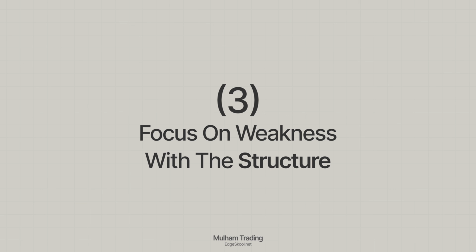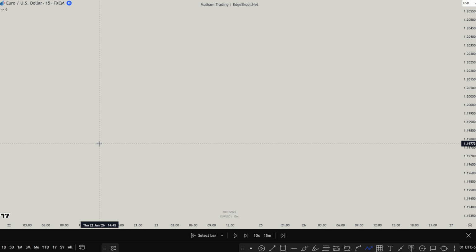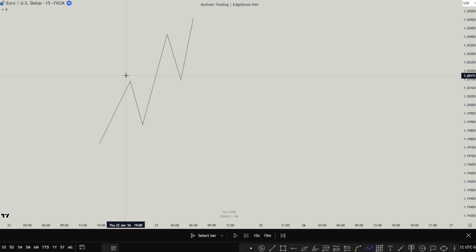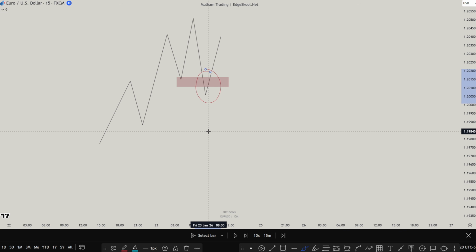Tip 3 is focus on weakness with the structure. What that means is that if I have price going higher, something like this, where do I want to spot the weakness? I want to spot the weakness within the structure. That means because we are bullish here, I'll be focusing on lows to find the weakness, something like this. And then I would be buying here.